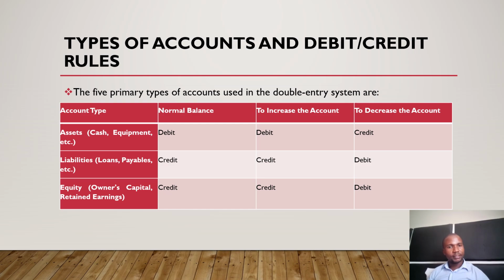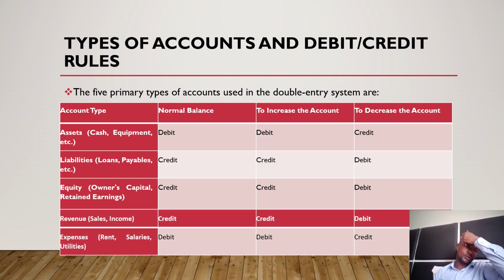As for the liabilities, the normal balance for liabilities is the credit balance. If we want to increase liabilities, we have to credit the liabilities account, while to decrease it, we have to debit the liabilities account. As for equity, you treat it the same way you treat the liabilities. The normal balance for equity or capital is the credit balance, and if we want to increase capital, we have to credit the equity account, and vice versa when we want to decrease it.